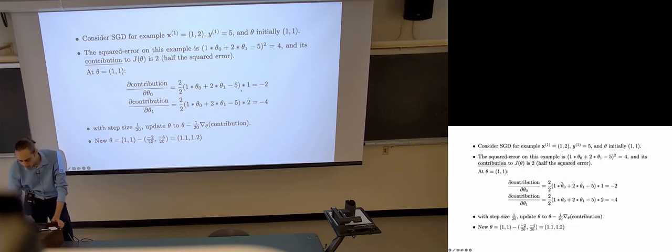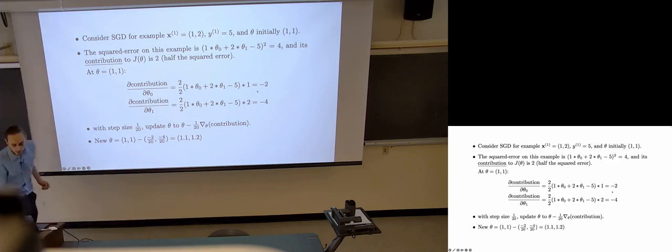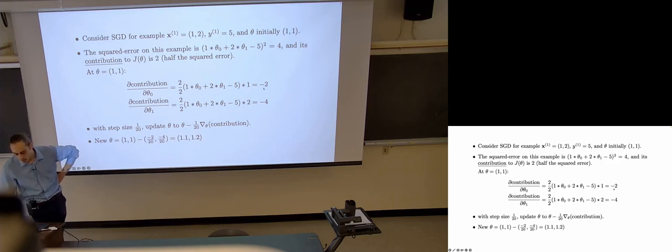There are many rules you can apply for the derivative of a function, but this is equal to minus 2. This is because we replace, of course, theta 0 and theta 1 with our initial estimate 1, 1, and that's why we get minus 2. And the same thing for theta 1, and we get minus 4. We just multiply by 2 here. That's why.